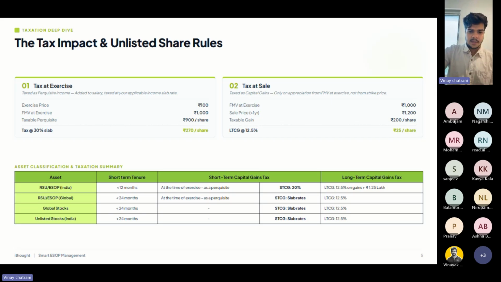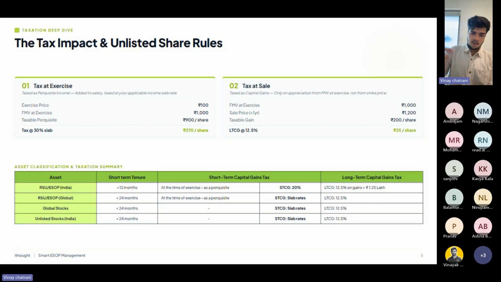Now, each ESOP and RSU category has its own taxation. It depends on whether it is short term or long term. So, what decides short term, long term is your holding period. Now, for RSUs and ESOPs of Indian companies, if you hold it for less than 12 months, it'll come under your short-term capital gains. Currently, it's at 20%, so it'll be taxed 20% flat on the second stage, and on the first stage, it'll be as your perquisite. That is your fair market value minus exercise price. That will be your slab rate. And from fair market value to your sale price, that will be your capital gains.